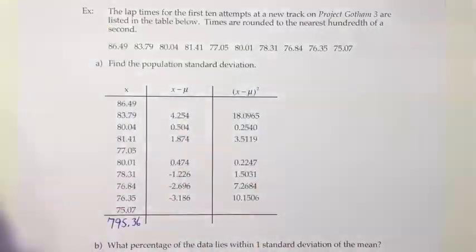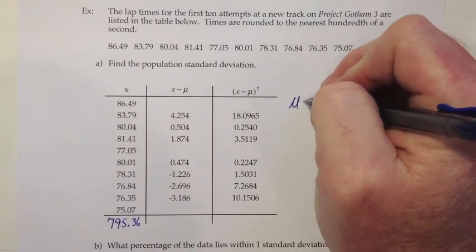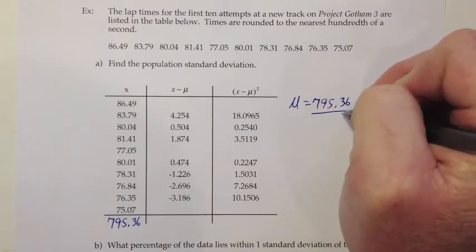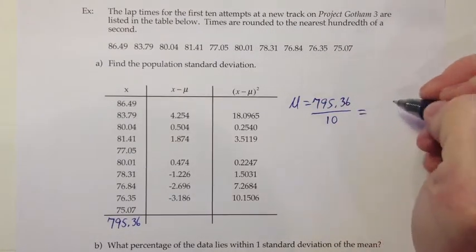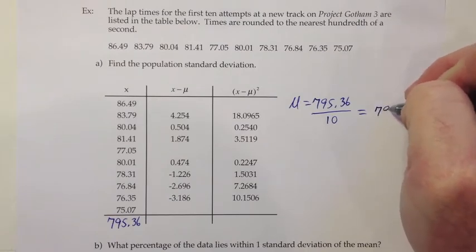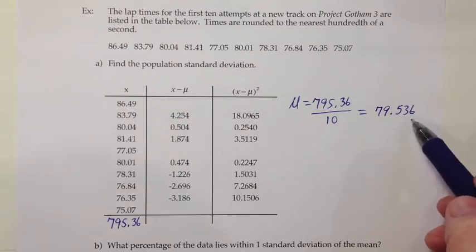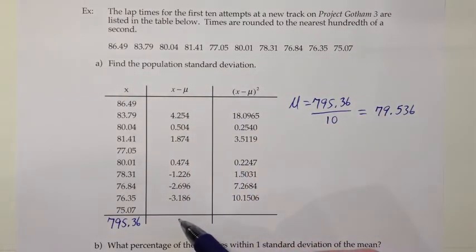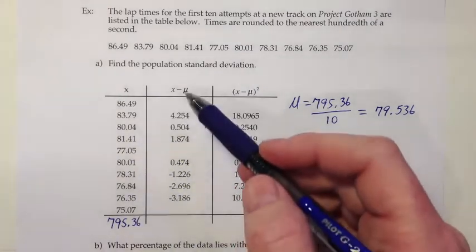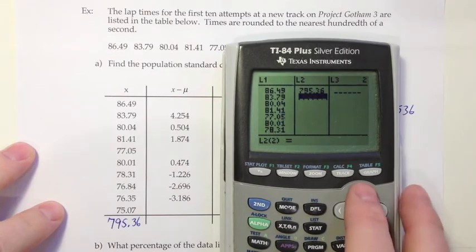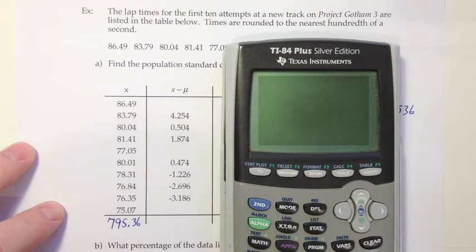And then what I really want is the mean. So the mean would be that 795.36 divided by 10. And dividing by 10 is just going to move that decimal over, so that would be 79.536 for the mean. So this messy number is what I'm going to subtract from all of these x values to get all of these deviations. And fortunately, that's already been done for us for a lot of the numbers, but we still have 3 of them left to fill in for ourselves. And so I'll show you how to do that. Let me go ahead and exit out of here and do that on the home screen.